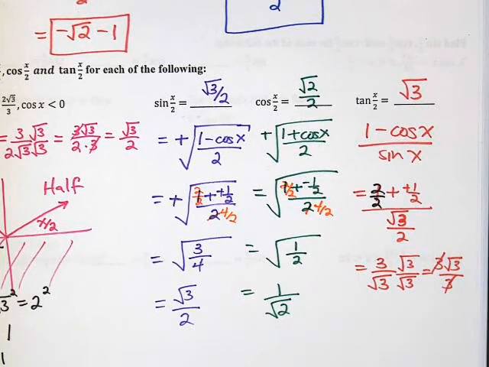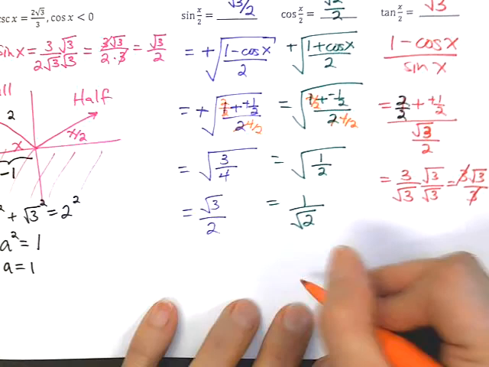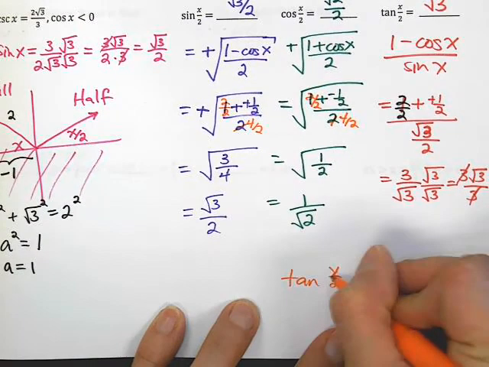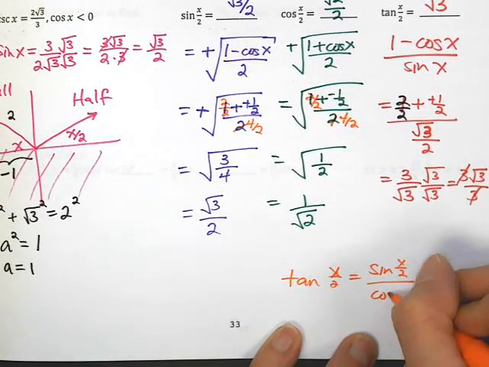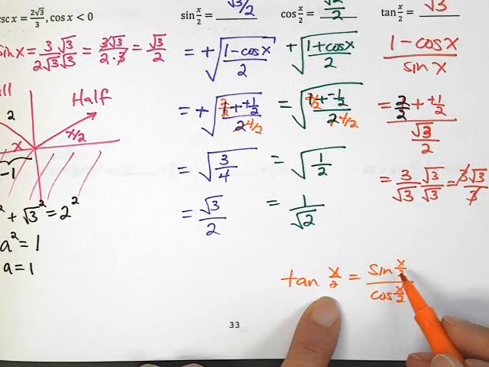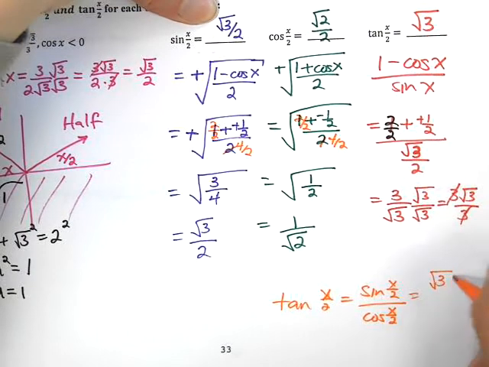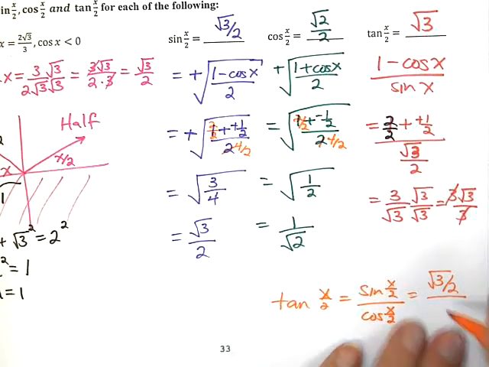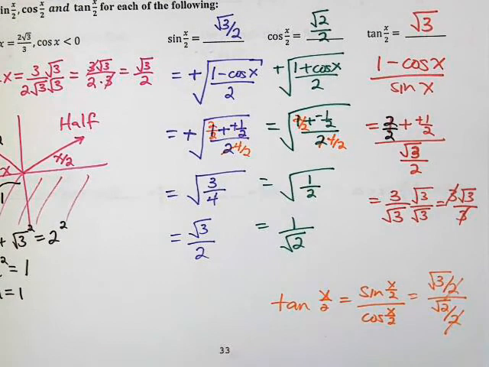So what was that other way of doing a fast, easy problem? To do tangent of half x. Tangent of half x, you could take sine of the half over cosine of the half, as long as they're half, half, half. So what did we get for sine's half angle? We got radical 3 over 2, and our cosine answer was radical 2 over 2. And this is not quite working, is it? So that means there is a mistake somewhere.